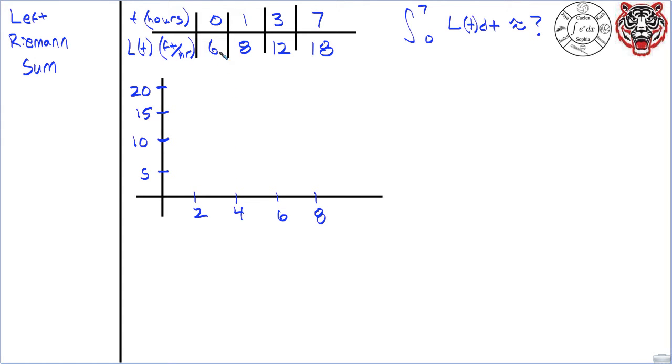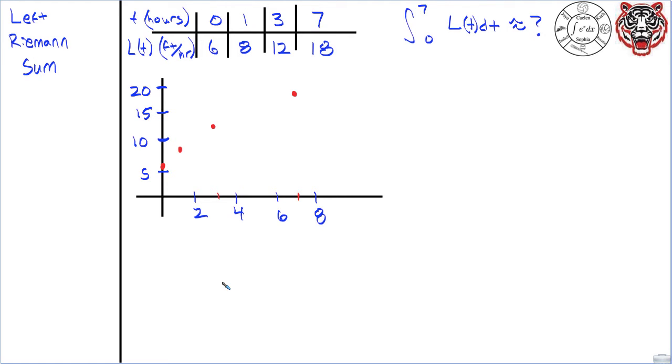All right, so each of these pairs corresponds to a point, so let's graph the points. So 0, 6, I can do this in red to distinguish it. 0, 6 is right there. 1, 8 is right about there. 3, 12, so 3 is in between 2 and 4, so right here, and that goes up to 12. And 7, 18, so 7 is right here, and it goes all the way up to 18, so right about there. All right, we have our points.